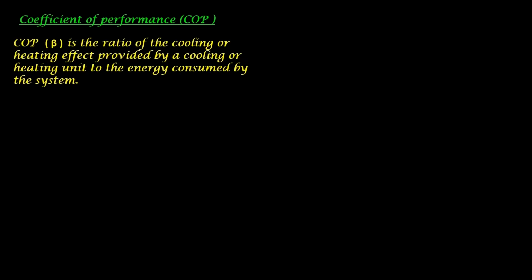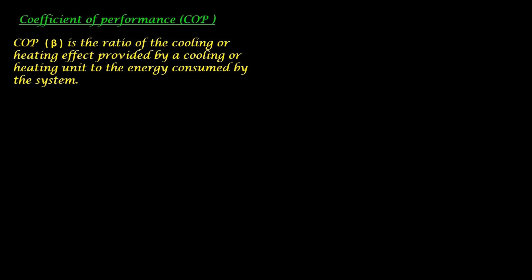Now let us discuss the coefficient of performance of refrigerators and heat pumps, represented as COP. By definition, coefficient of performance beta is the ratio of the cooling or heating effect provided by a cooling or heating unit to the energy consumed by the system. An example of a cooling unit is the refrigerator or air conditioner. An example for the heating unit is the heat pump.